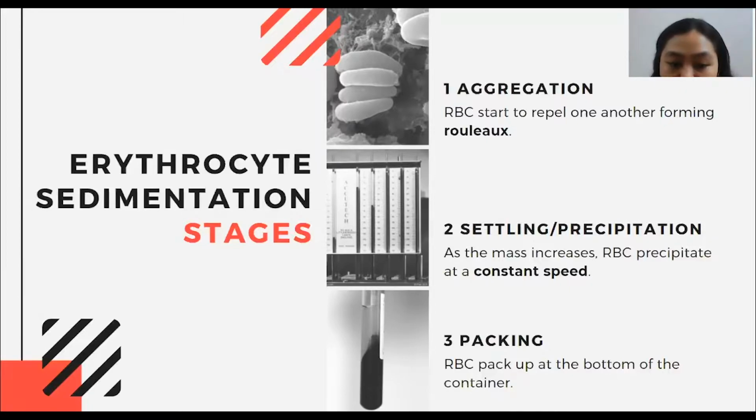Next, we have the settling stage, or the precipitation stage. As the mass and the density of the rouleau formation increase, erythrocytes fall faster to the ground at a constant speed. This stage, also called the sedimentation stage, occurs within 40 to 60 minutes. The last stage is the packing stage. The rate of sedimentation is slowing down to zero at this point, and the cells start to pack at the bottom of the tube.